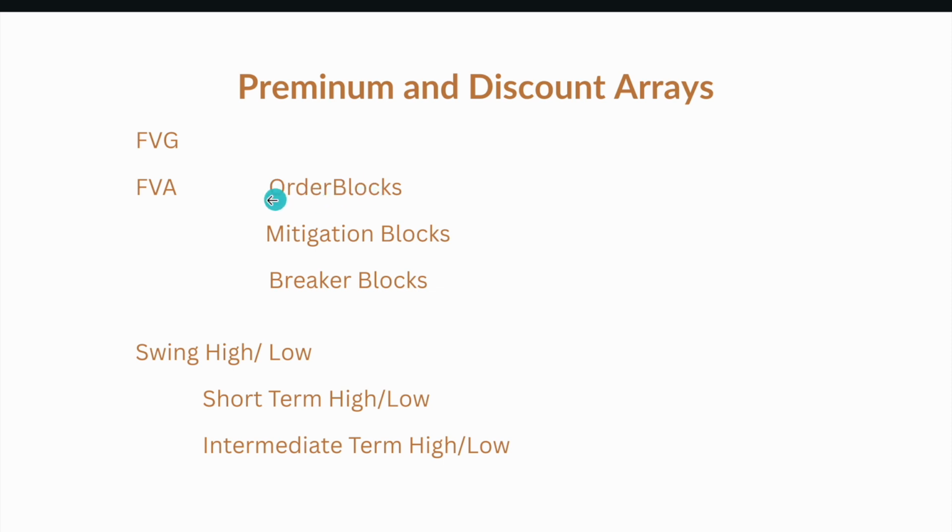There are different types of order blocks, such as mitigation blocks and breaker blocks. The third most important PDRA is swing high and swing low. For swing high and swing low, there are two types: short term swing high and intermediate term swing high. We will understand each of these PDRAs in more detail in the next slides.